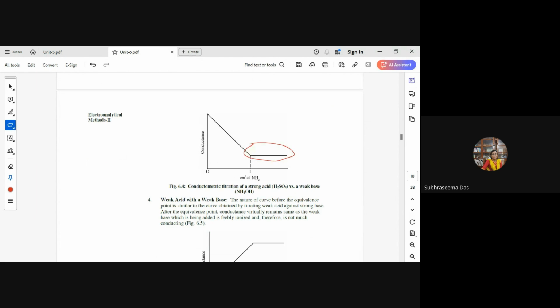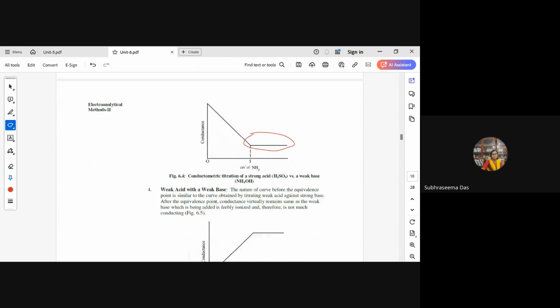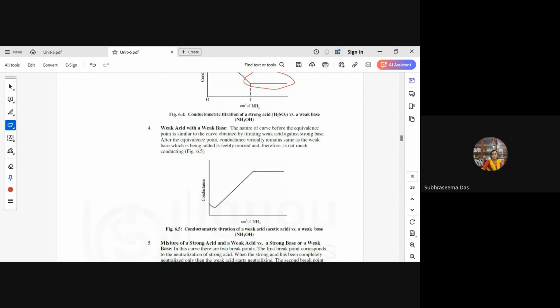So figure 6.4 shows the conductometric titration of a strong acid, that is H2SO4, versus a weak base, that is dilute ammonia or ammonium hydroxide. Now figure 6.5 depicts the conductometric titration curve of a weak acid, that is acetic acid, versus a weak base, that is ammonium hydroxide.